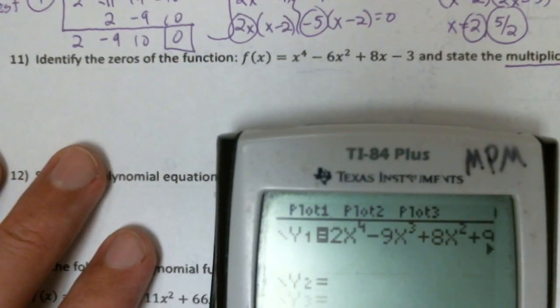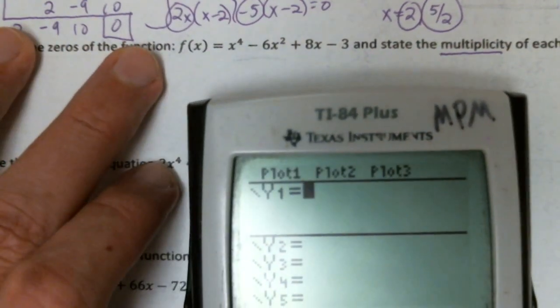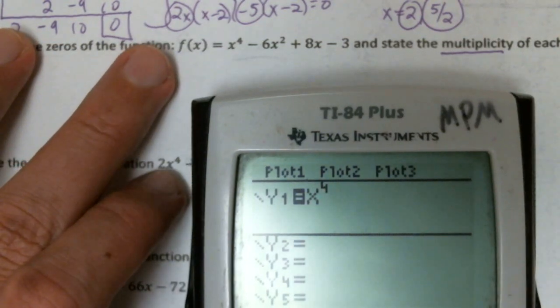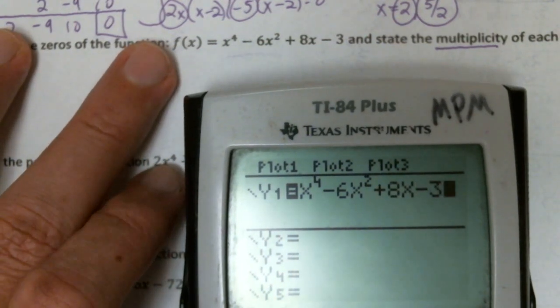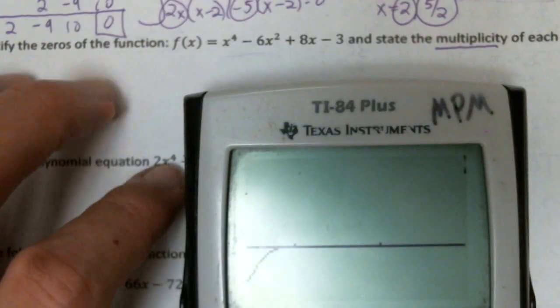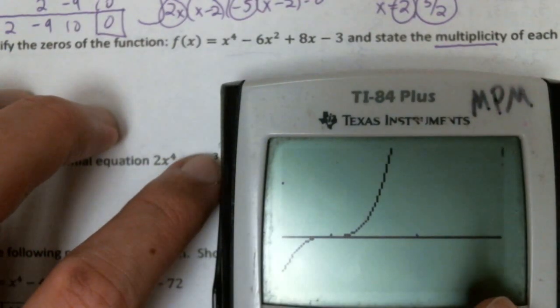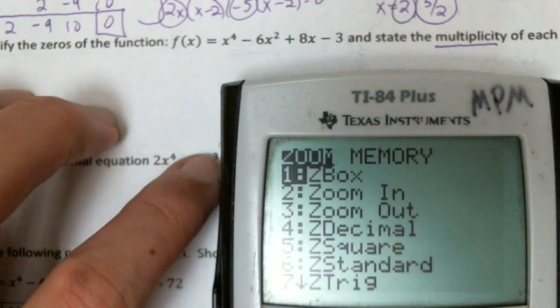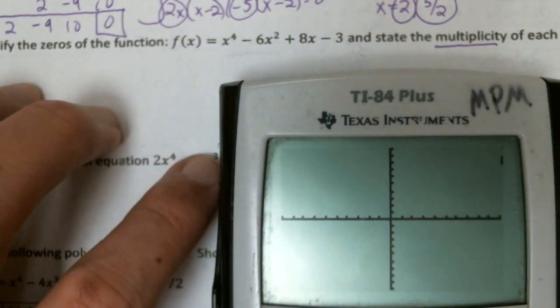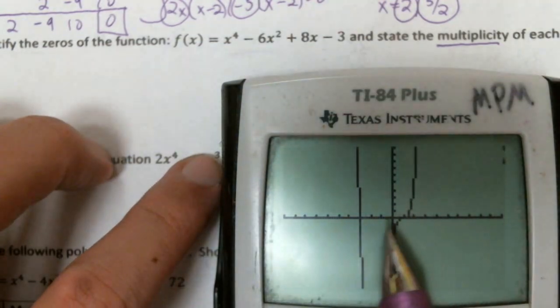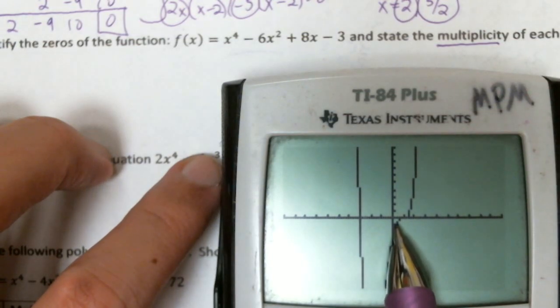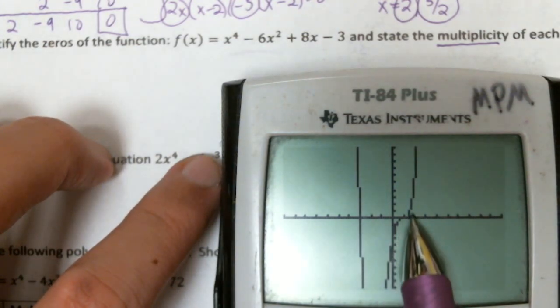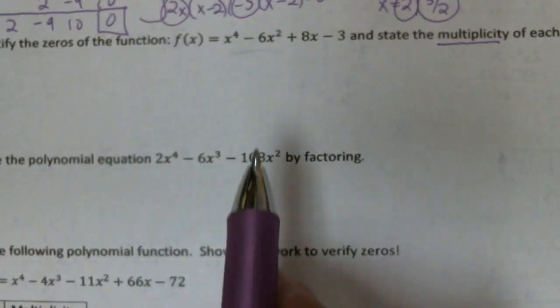So let's plug this in, x raised to the 4th, 6x squared plus 8x minus 3. I'm missing several placeholders on this one. I'm zoomed in, so I need to zoom out, or zoom standard. Zoom 6. And let's see where it looks like it crosses. That looks like a negative 3, and that looks like maybe a 1. Possibly shake and bake through 1. Maybe. So let's start with the negative 3.